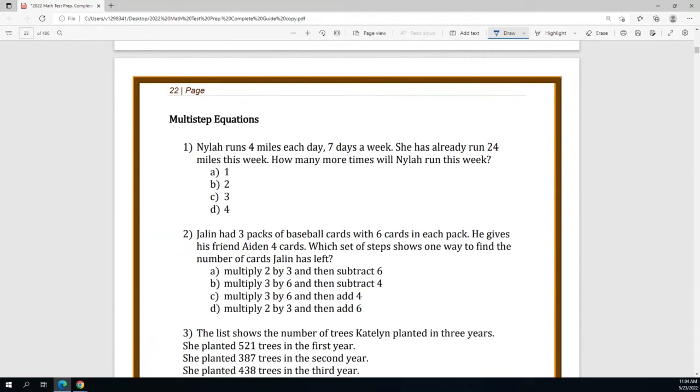Multi-step equations. Most students will say that these are the harder problems to do when it comes to worded problems. Now, for the test, I just want to reiterate: the GED test has four sections. One is the math, one is the language arts, the science, and the social studies. Now, the science and the social studies and the language arts are reading tests.